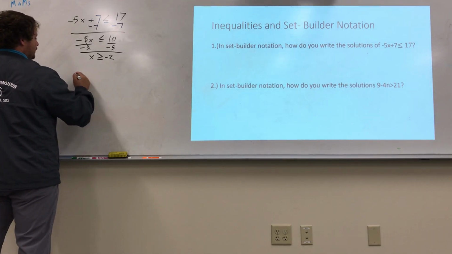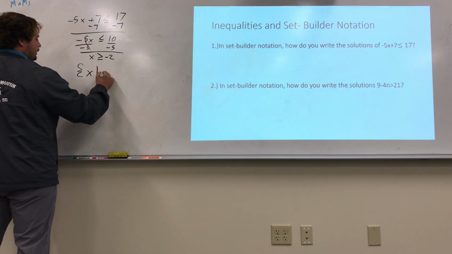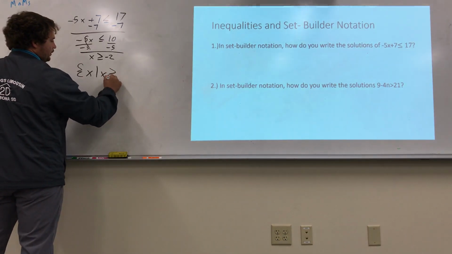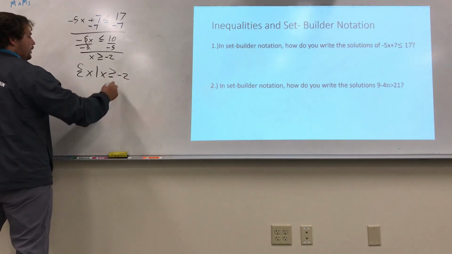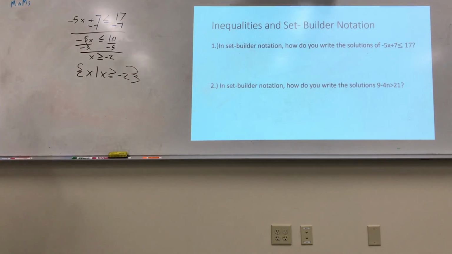Now we need to put this in set builder form. So I'm going to put my bracket. x is an element of x, greater than or equal to negative 2. Close bracket. I don't have anything that tells me it has to be natural or even or anything like that, so I just have to put what I have on the board there. Okay?